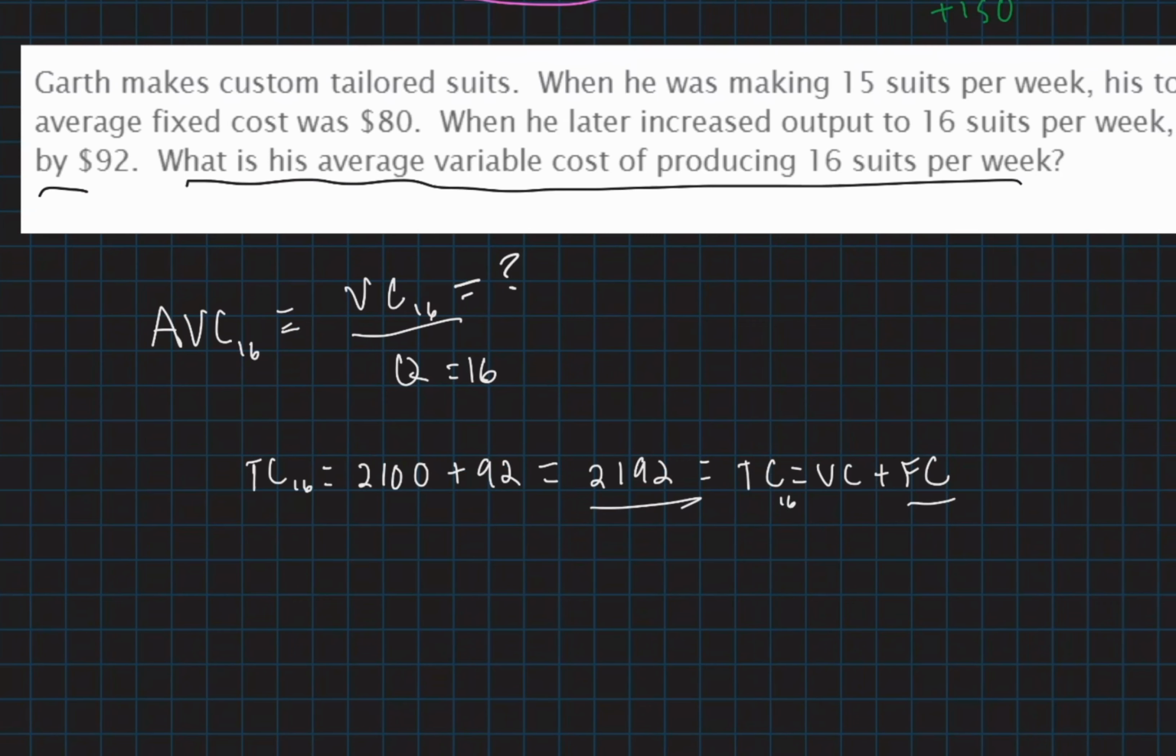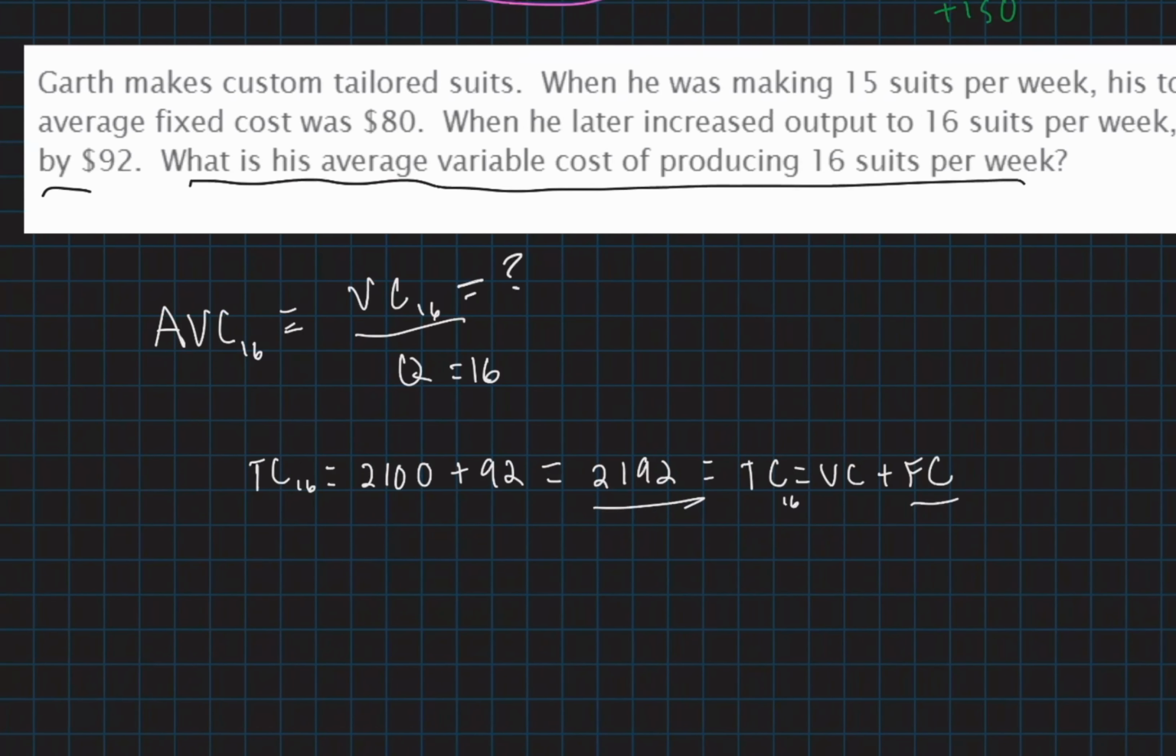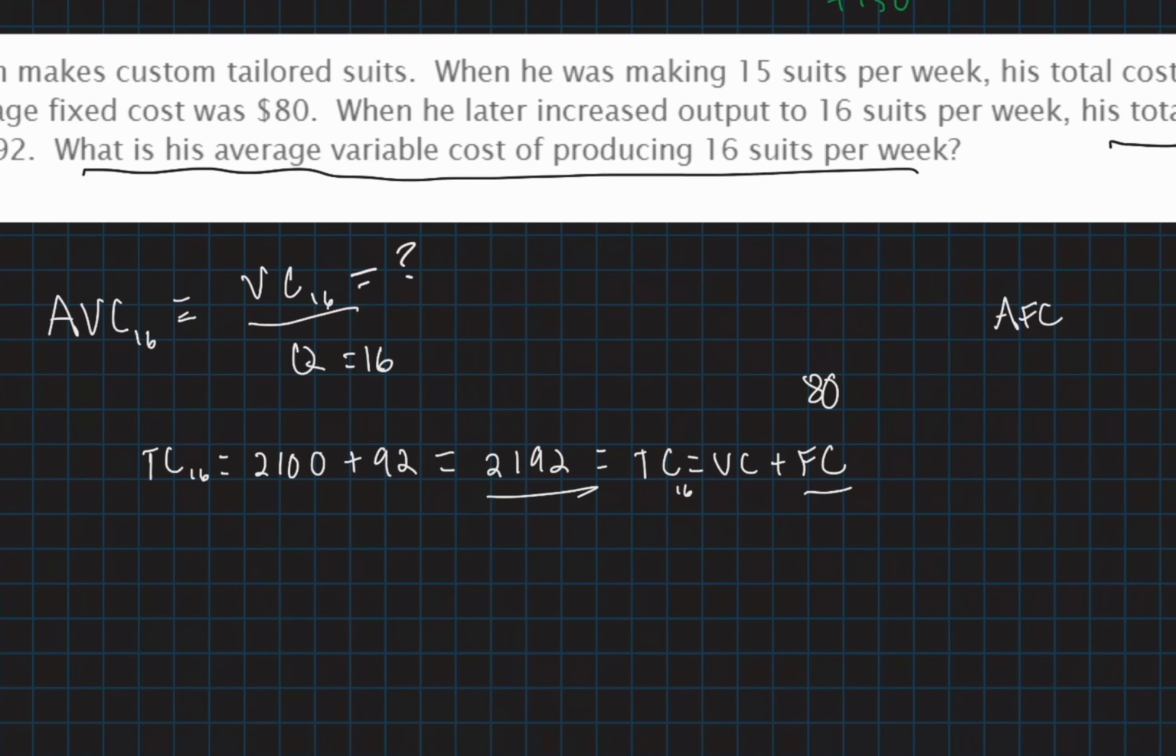So we know the average fixed cost of 15. Now, like I said, a common mistake here is people just say, I know what the average fixed cost is, so we're just going to plug in 80 right here. No, this is the average fixed cost, not the fixed cost. It's different. The average fixed cost is the fixed cost divided by quantity, and we know the quantity is equal to 15. Average fixed cost is 80, equal to fixed cost divided by 15.